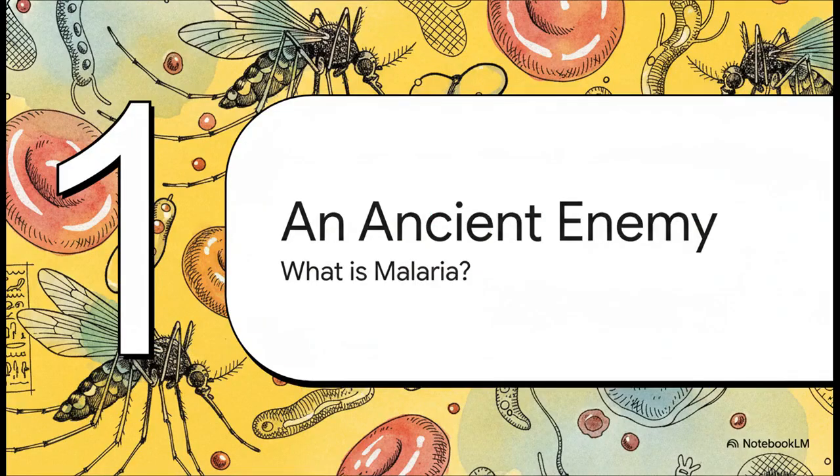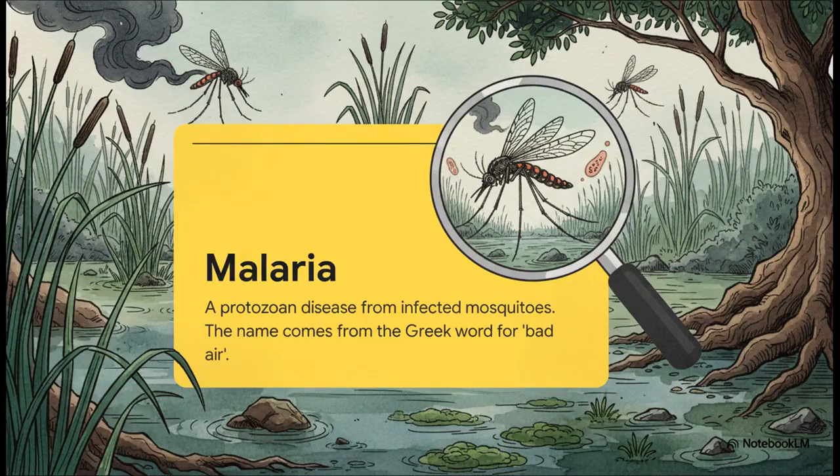Okay, so we've established its ancient roots for sure, but what is this adversary we're up against? Let's get to the specifics. Malaria is a disease caused by a tiny single-celled organism called a protozoan. It's not a virus, it's not a bacterium, it's its own thing. And it gets inside our bodies through a very specific delivery system, the bite of an infected female Anopheles mosquito.